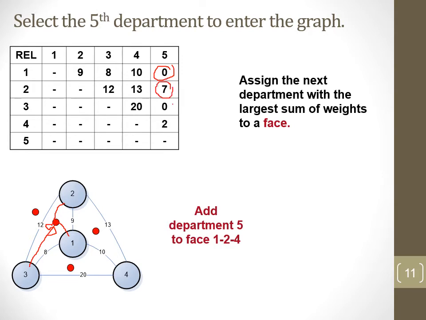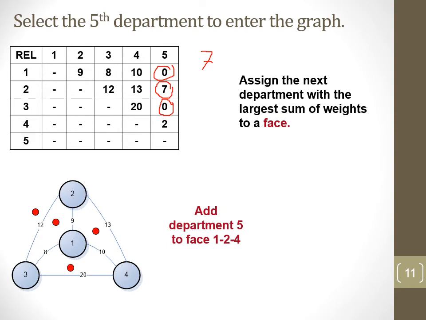And 5 and 3, we include this weight. And we take their summation, and their summation is 7. Okay? So if we include department 5 into this shape, into this phase, the total sum of the weights is 7. Okay, what's the next alternative?